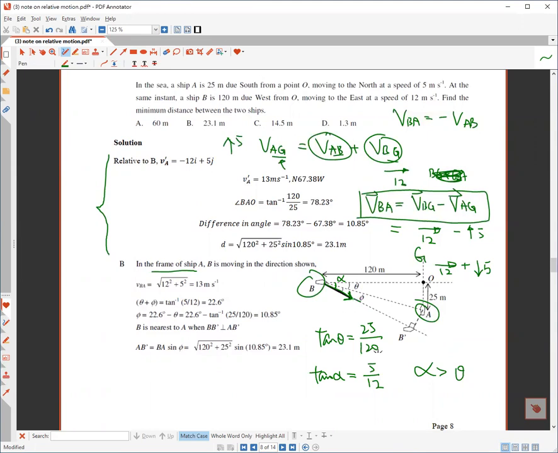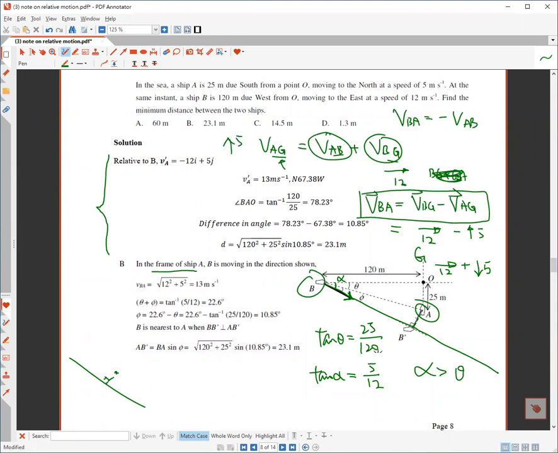So you just extend this one. This is the path of B relative to A. If you want to find the minimum distance between A and B, I think it's not too difficult. It looks like a straight line and a point, and you find the shortest distance, and it will be the perpendicular distance.